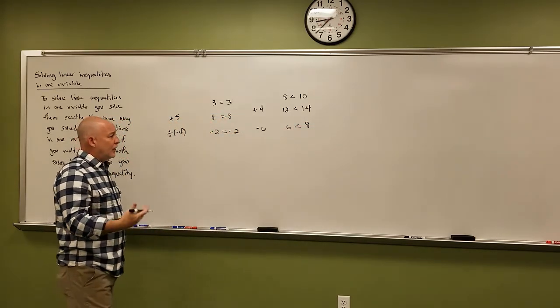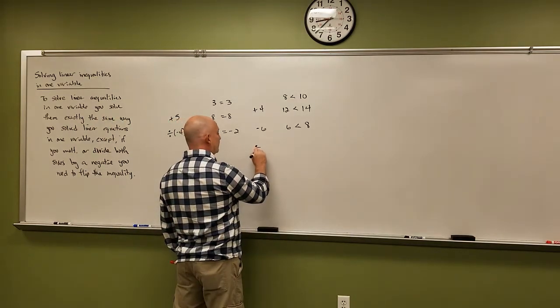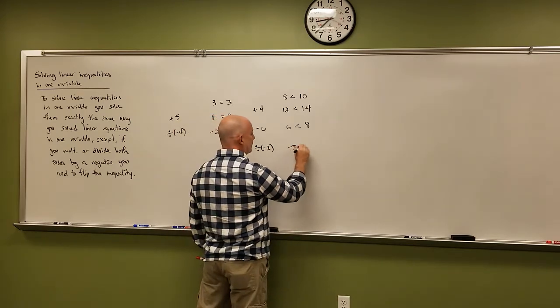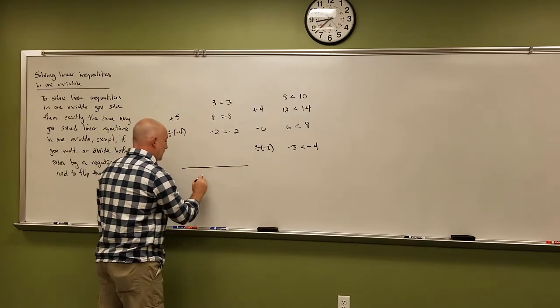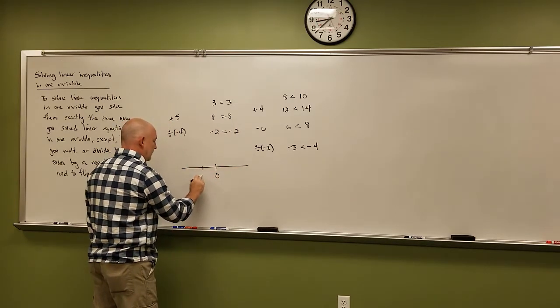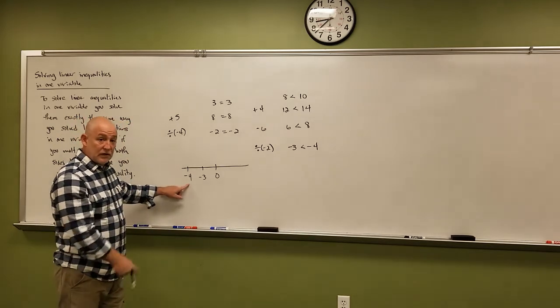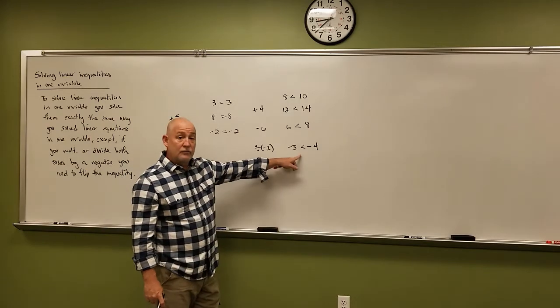Now you can multiply and divide, and you can see the same thing would happen, but watch what happens. Let's say you divide both sides by -2. Well, that gives you -3 is less than -4. And you can see on the number line, there's 0, we go here, there's -3, -4. Since -4 is farther to the left, it's smaller than -3, so this is no longer true.